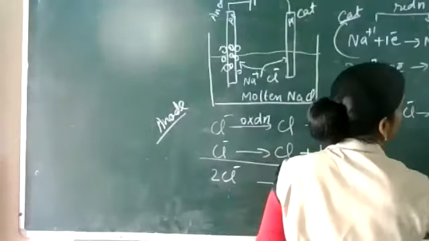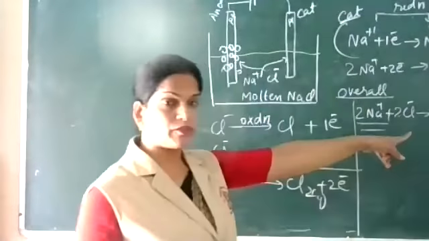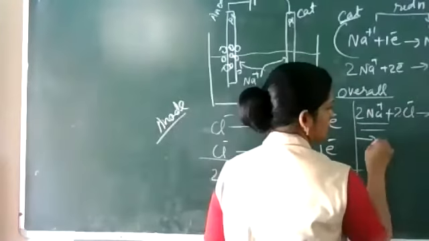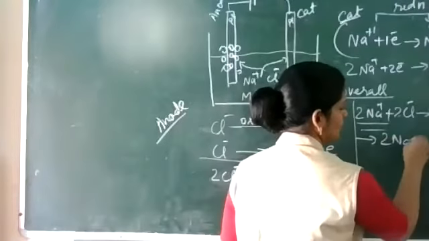So what are the products of electrolysis? The products of electrolysis are 2 Na plus Cl2.